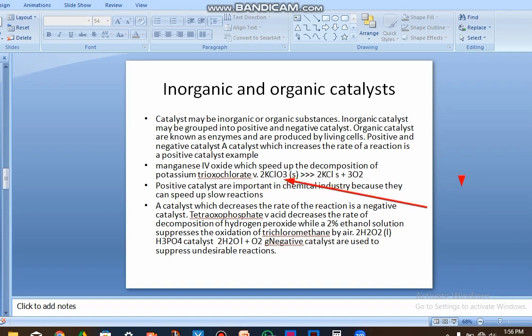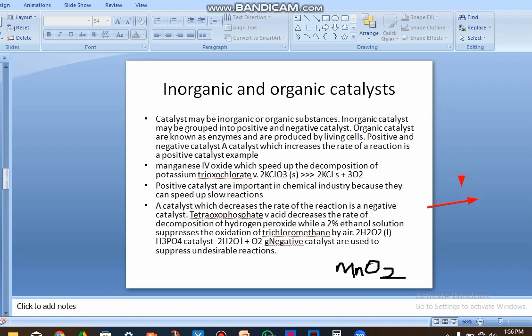This three is in the downside of oxygen. So take note. For the decomposition of potassium trioxochlorate 5, what catalyst is used? Manganese 4 oxide. Take note of all these catalysts. This is the formula of manganese 4 oxide, MnO2. Are you getting it now?